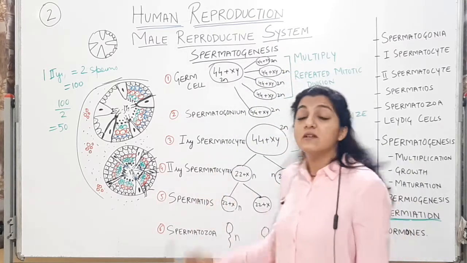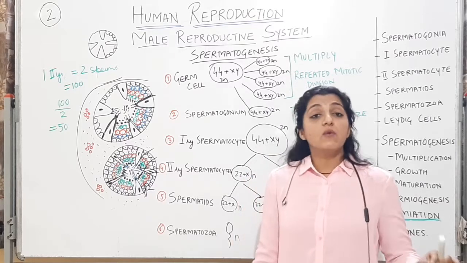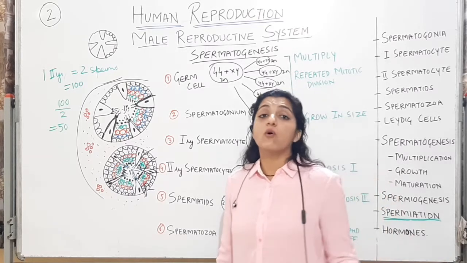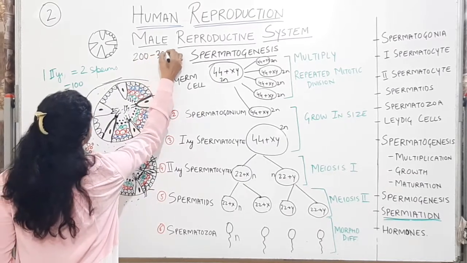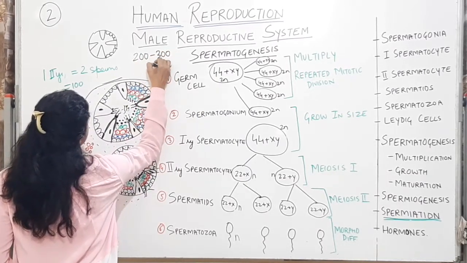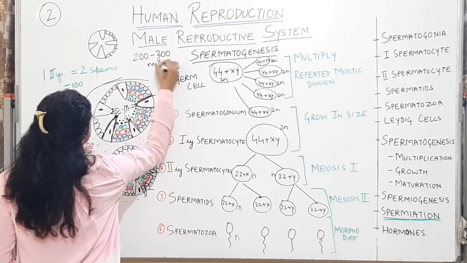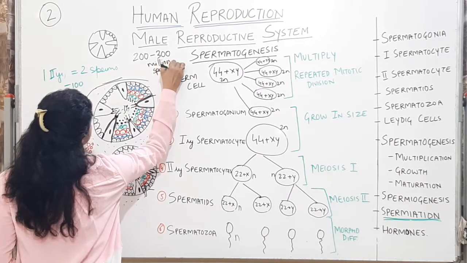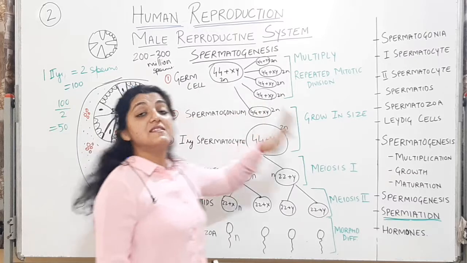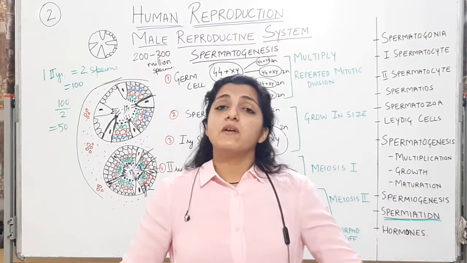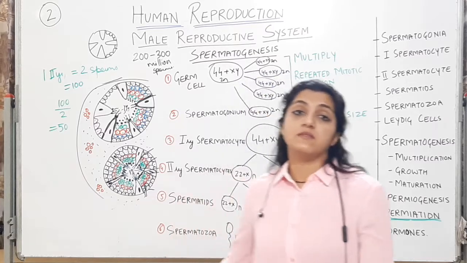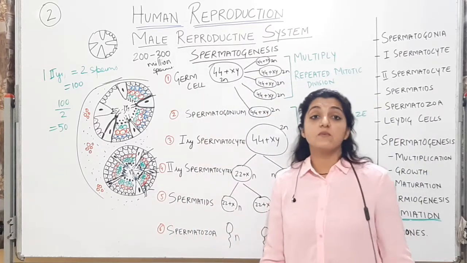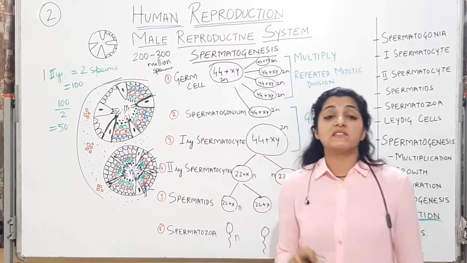This happens at the onset of puberty, and during one intercourse or coitus, around 200 to 300 million sperms are released from the male body. So see how much germ cells can multiply. They can produce so many spermatogonia, which again further differentiate to form the sperm. 200 to 300 million sperms. These sperms are microscopic structures.